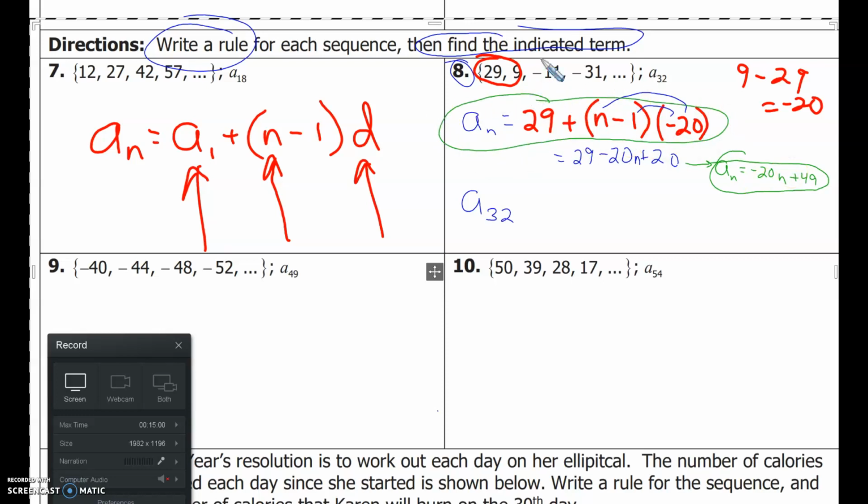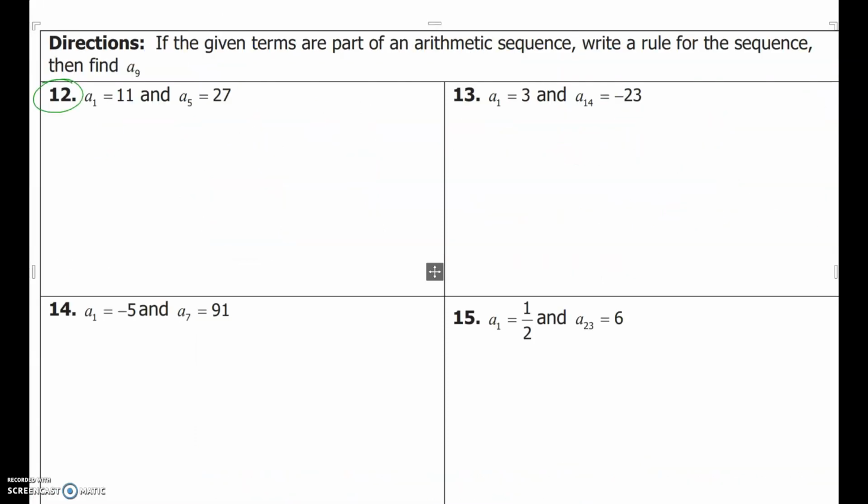Okay, so now we got the rule, and now we have the 32nd term. Well, it's the first term plus n minus 1, so it's going to be 32 minus 1. Of course, that's 31 times negative 20. So we put that in your calculator, and we get negative 591. Okay, let's take a look at number 12.